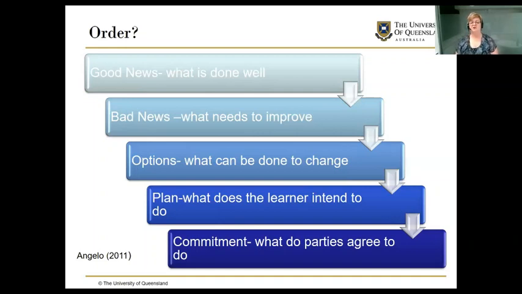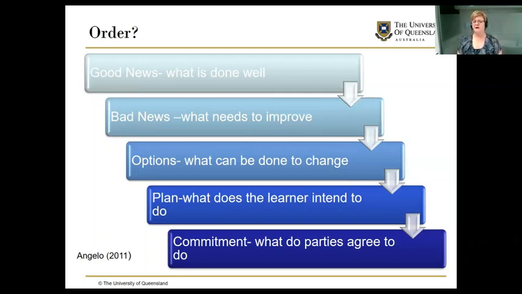So we start with some good news. What is done well? So what are the things that we've observed today by this interaction, and what can we identify has been done well? Then we bring in the counter to that, what are the things that need to improve. So we hold these two sets of feedback as separate. So identify what's good, identify what needs to improve, and then we look at, okay, options. Where do we go from here? So what kind of things can be done to change the things that need to improve? What options do I have on the table?